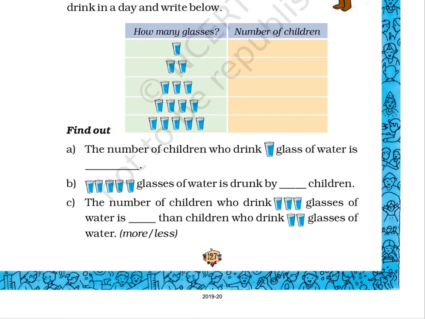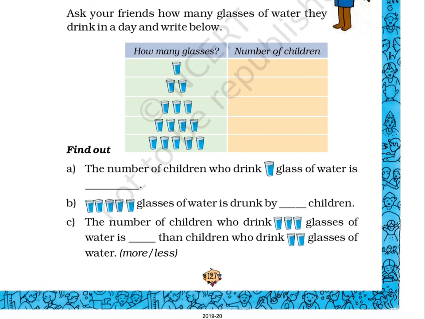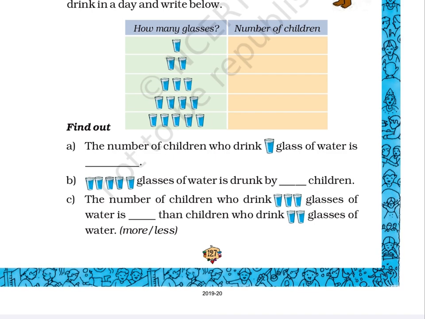Find out. Question A. The number of children who drink 1 glass of water is dash. B. 5 glasses of water is drunk by dash children. Question C. The number of children who drink 3 glasses of water is dash than children who drink 2 glasses of water. The options are more or less.